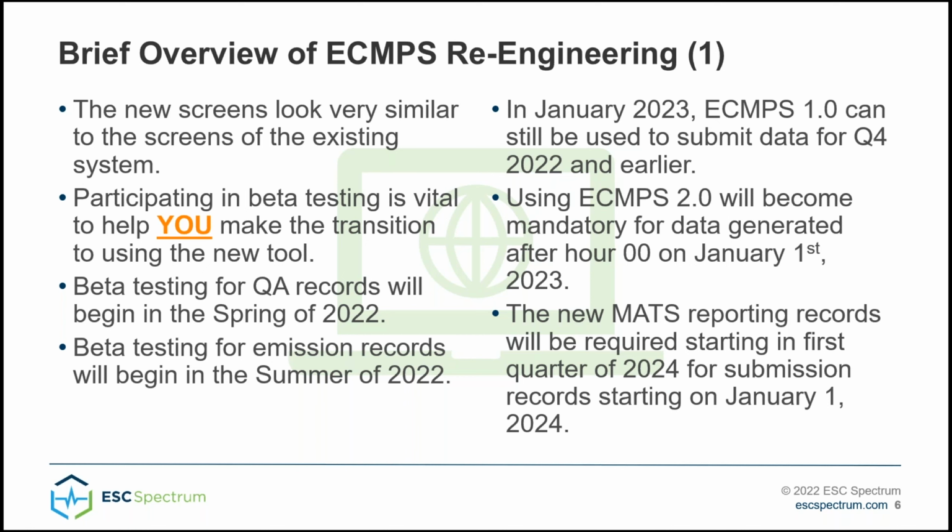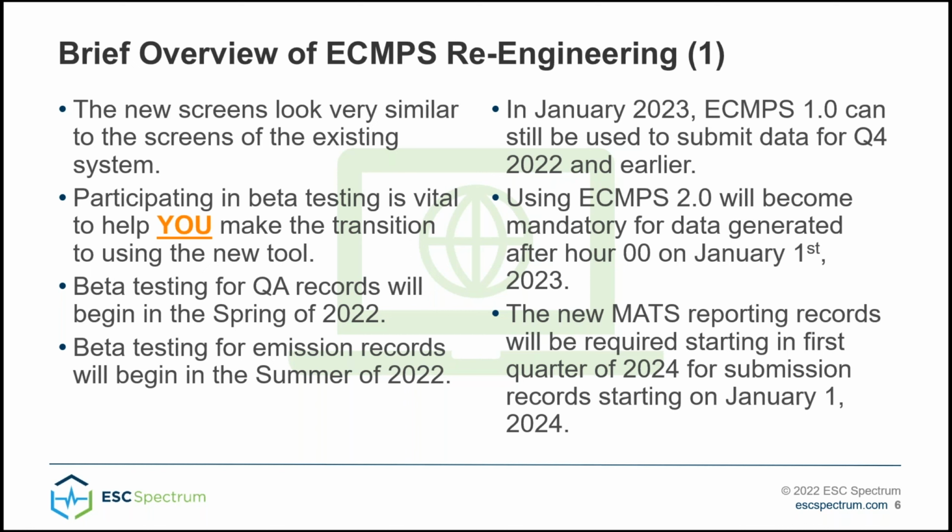Chris has also said that beta testing will occur for the emission records beginning in the summer of 2022. And to me, and again, this is my guess, he's probably talking July and August of this year. So by July and August, all 3 modules will be on the test site. You'll be able to modify monitoring plans, modify and evaluate QA records, and then finally evaluate emission records as well.